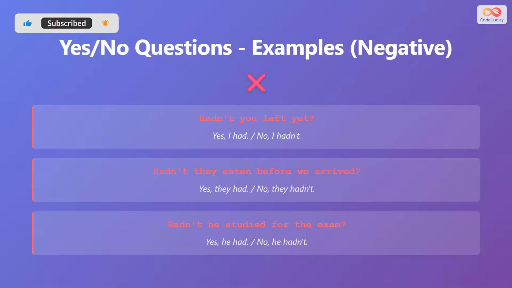Now let's look at negative past perfect questions. These questions begin with hadn't, which is had not. Hadn't you left yet? The answer is yes, I had, or no, I hadn't. Hadn't they eaten before we arrived? The answer is yes, they had, or no, they hadn't. Hadn't he studied for the exam? The answer is yes, he had, or no, he hadn't. Remember, negative questions often expect a yes answer.